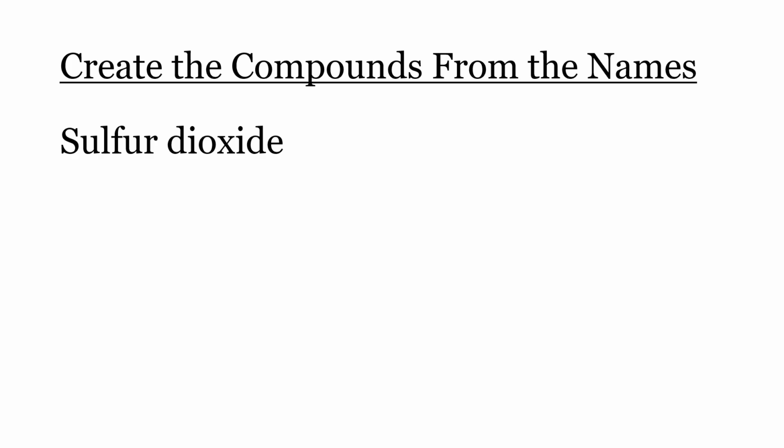Taking a look at our sulfur dioxide. Now with this one, I do not have a prefix out front. So I assume that this is 1. So I have 1 sulfur atom. Now dioxide, di meaning 2, oxide being oxygen. So I have 1 sulfur atom, 2 oxygen atoms. And so we're going to write this as our SO2. 1 sulfur, 2 oxygen.